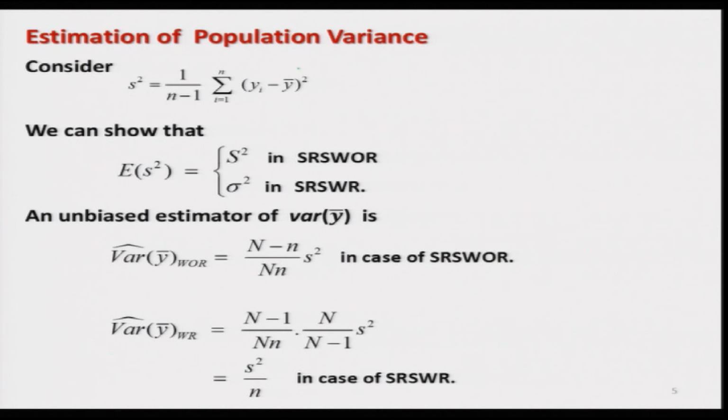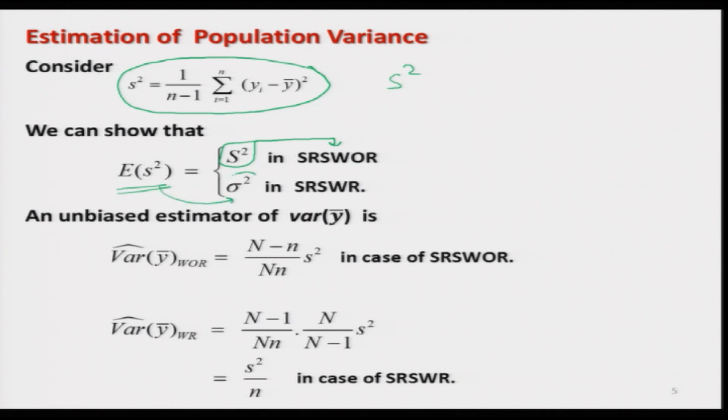This is what I am now going to do through algebra. Now we consider small s square that I already explained earlier, and this looks like a sample version of capital S square. First I give you the final result and then I will show you its mathematical proof also. The expected value of small s square will come out to be the same as capital S square in case of SRSWOR, and the expected value of small s square will come out to be sigma square in case of SRSWR.